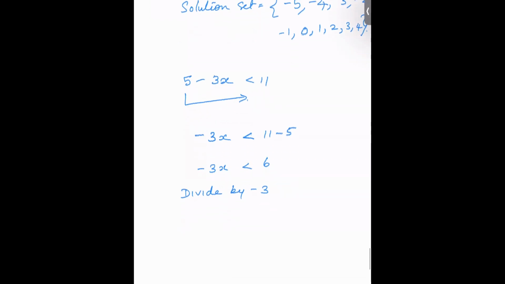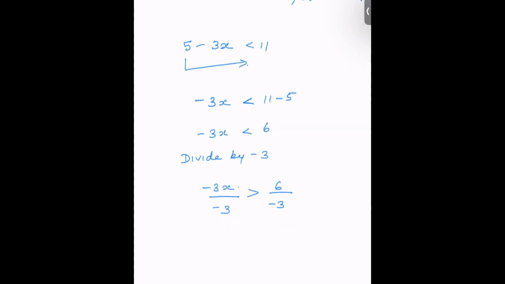I am going to divide by a negative number. So when I am dividing by a negative number, what will happen? Negative 3x divided by negative 3. Immediately I have to reverse the inequality, and write 6 by negative 3. Both the sides I'm dividing by negative 3. Why am I dividing by negative 3? Because I want only x on this side.